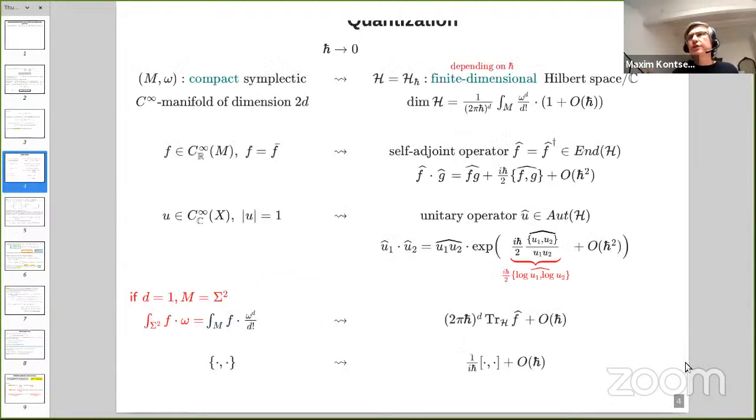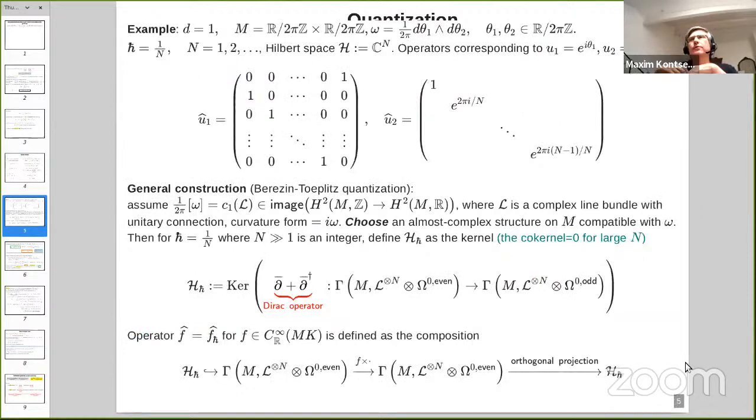This is a dictionary for how to go from symplectic geometry to quantum mathematics. But before going on, I just want to show you this basic example of quantization. Our manifold is a torus, the product of 2 unit circles, and the symplectic form is 1 over 2 pi d theta1 times d theta2. So the integral is 2 pi. Then h bar will be 1 over an integer, and the Hilbert space will be C^n. This will be a pretty canonical thing.